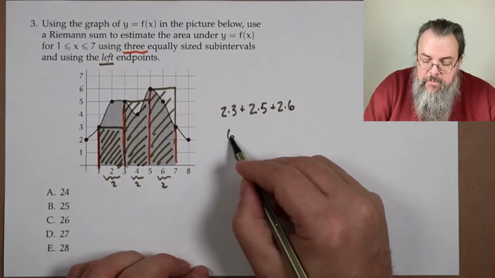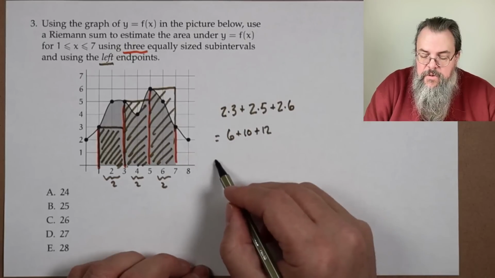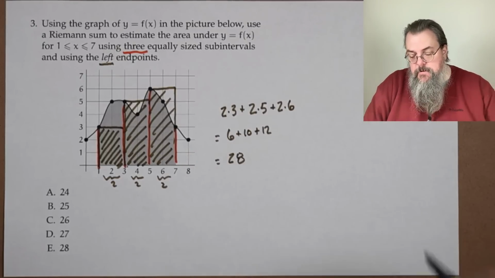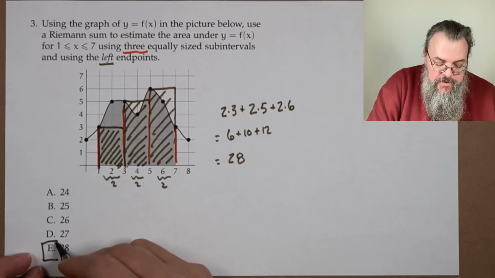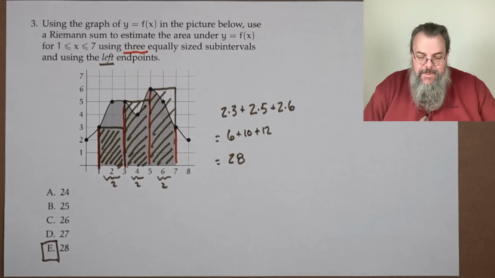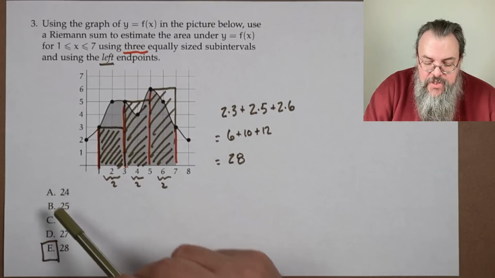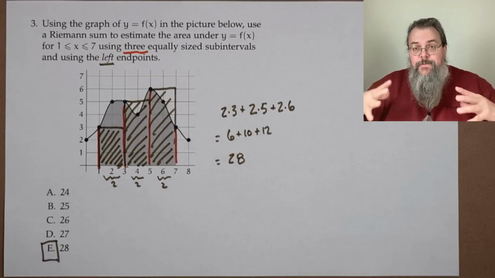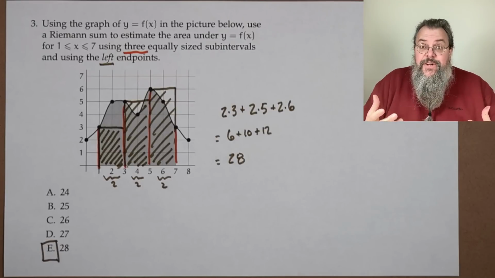Well, that's 6 plus 10 plus 12, which is 28. Okay, 28. And so our answer is 28. And there we go. And in this case, we were able to use the information about the function. Instead of giving it as a chart, they gave us a graph, and that's all right. It's the same philosophy. And sometimes when you see the picture, it's a little bit easier to understand.